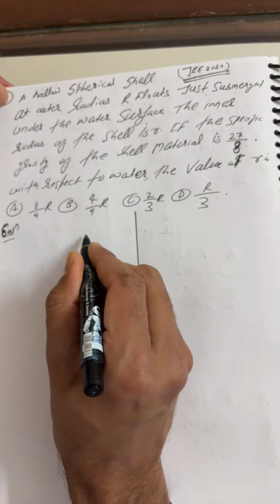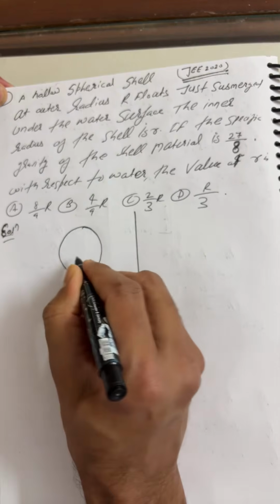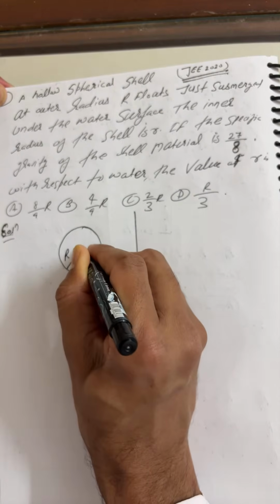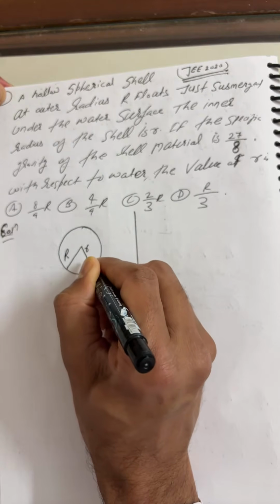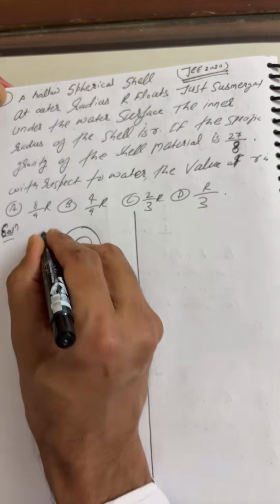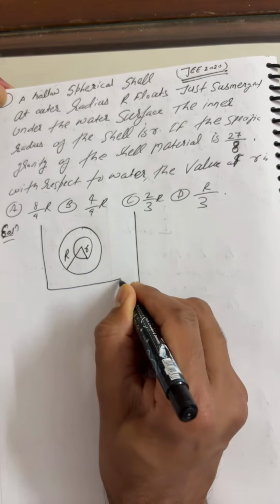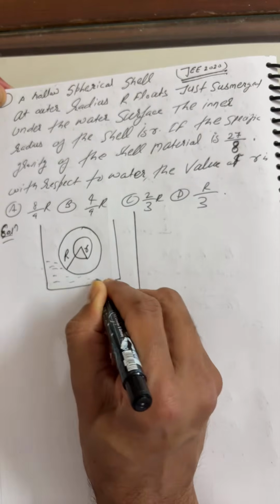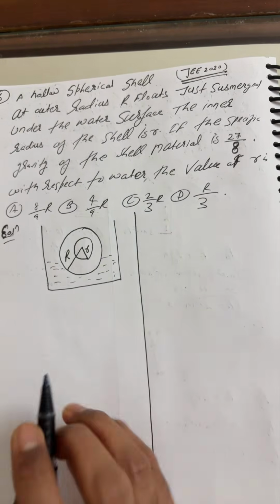You can take this as a hollow cell. The outer radius is capital R, and there is a small r, the inner radius of the cell. This is floating on the surface of water. Then we have to find this value of R.